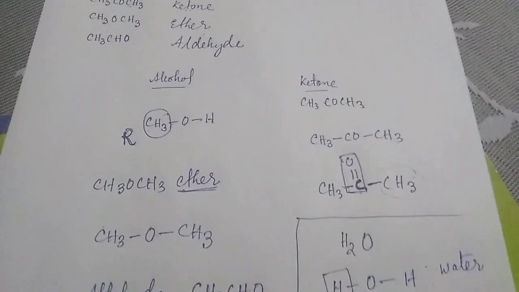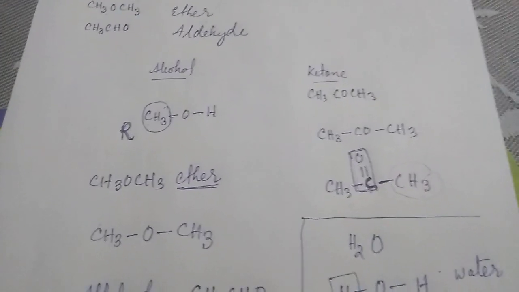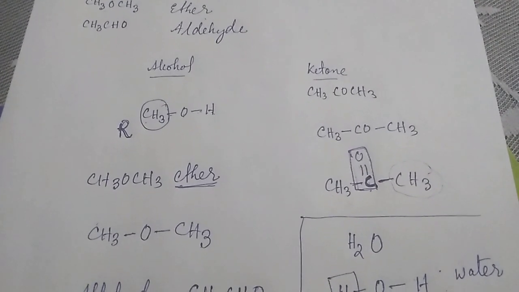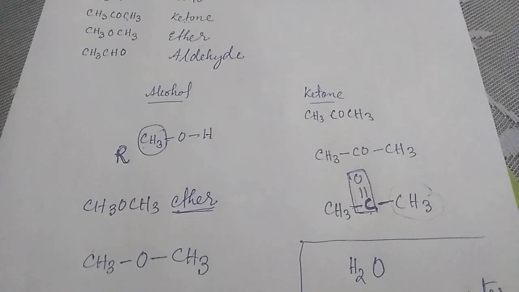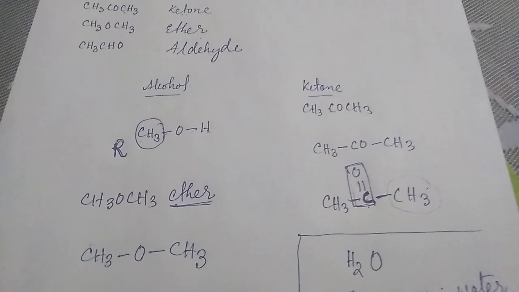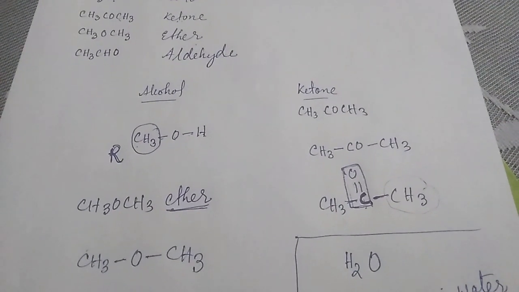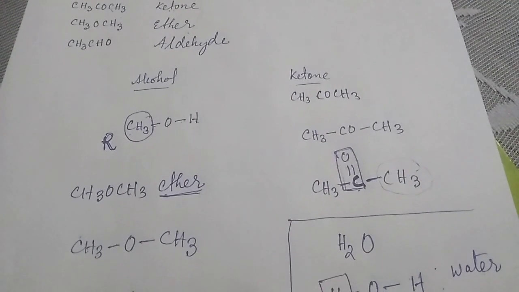Once the students are clear with the structure, the formula will also become clear, and you can differentiate it easily. So whenever you practice organic compounds, always try to draw the structure, their bonding, and the formula itself. That will make it easy to learn organic chemistry. Thank you.